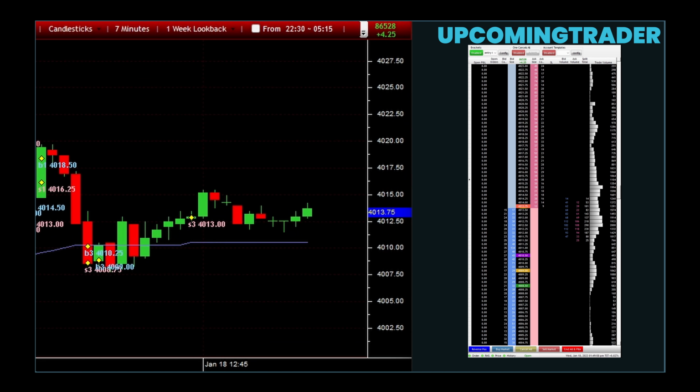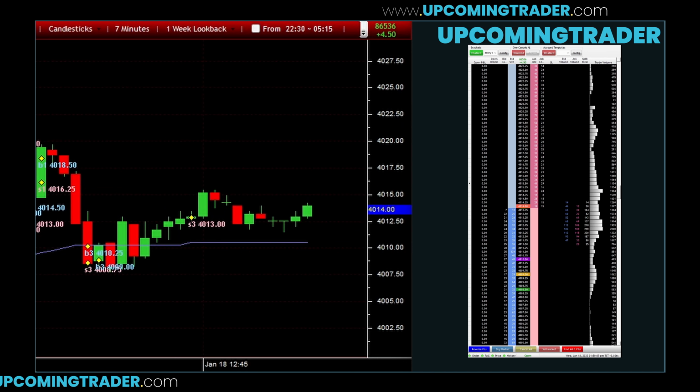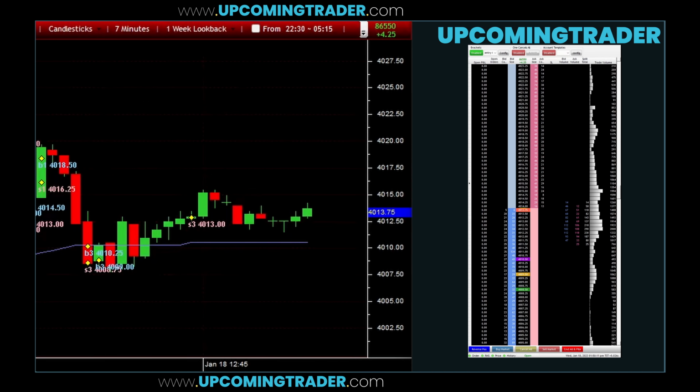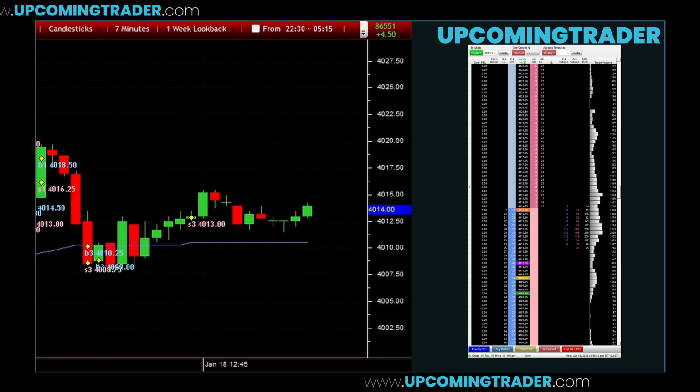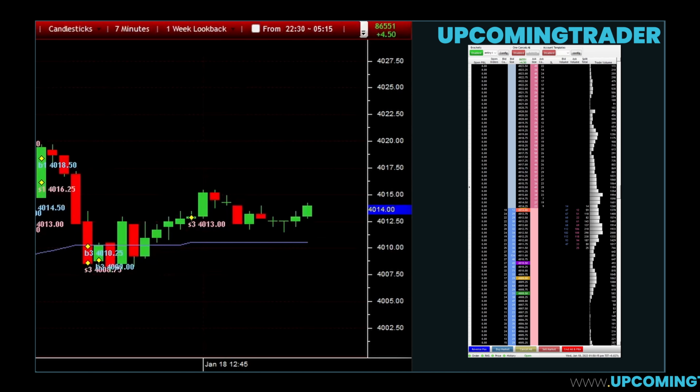Another important part of volume profile is the value area. This is the price range where about 70% of all the volume took place. It is like a zone of comfort for the market. If you are looking to find the important price levels to watch, the value area is a great place to start.